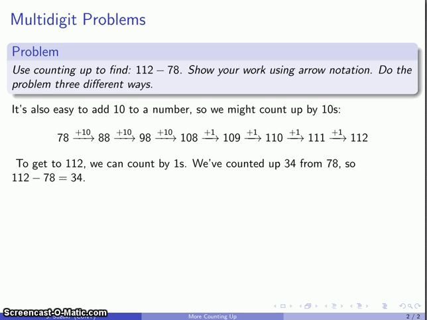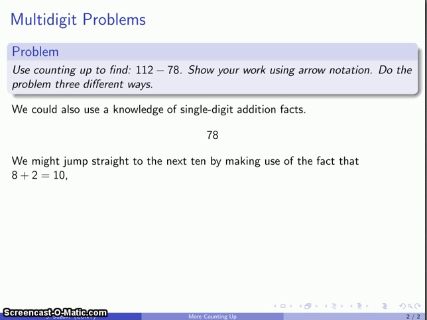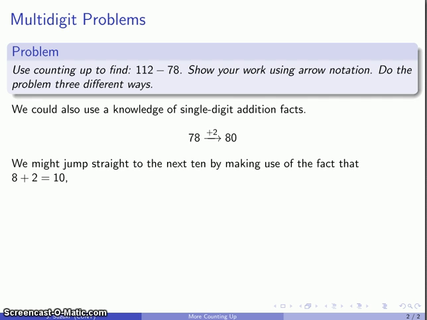And so let's take a third method of getting there. We might take advantage of our knowledge of single-digit facts. And so I'm at 78, and maybe I'll jump up by 2 so I get to the next 10. So 78 plus 2 takes me to 80. And, well, once I'm at 80, maybe I'll use the single-digit facts again. If I go up by 20, I get to 100.